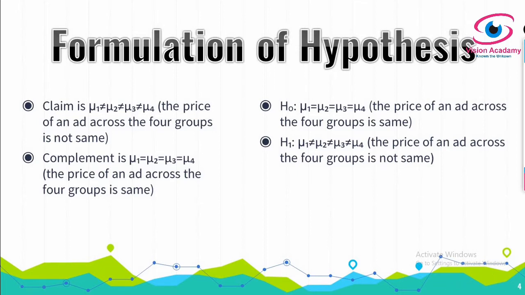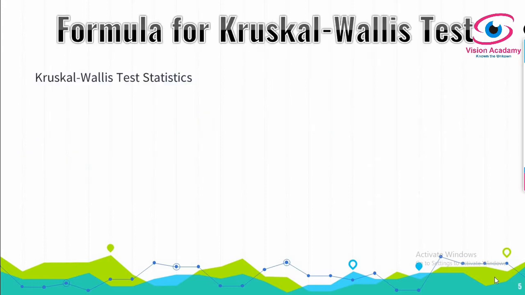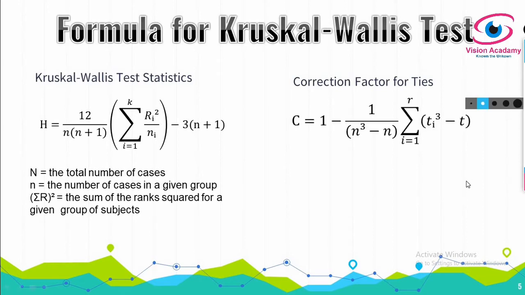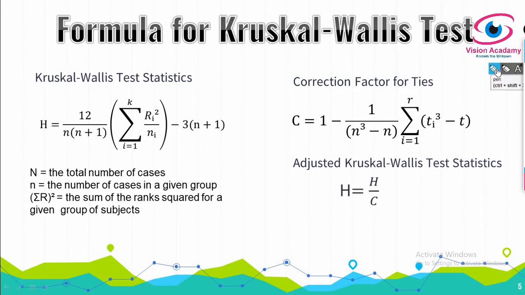Before that, let us see what formulas we have to apply for the Kruskal Wallis test. This is the formula for solving the Kruskal Wallis test, which I have explained in detail in my first lecture. Since there is a tie, we have to find a correction factor. For finding the correction factor, this is the formula. After finding the correction factor, we have to find the adjusted Kruskal Wallis test, and for that, this is the formula.